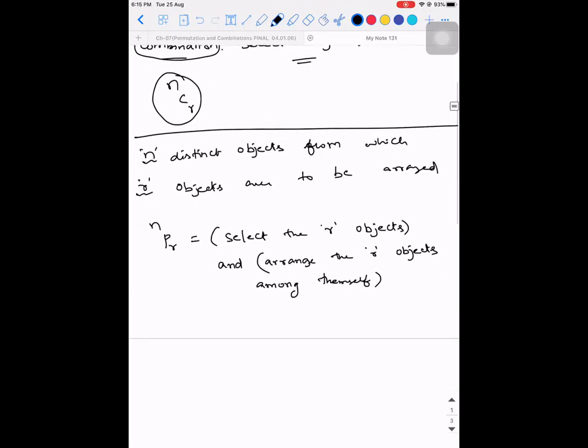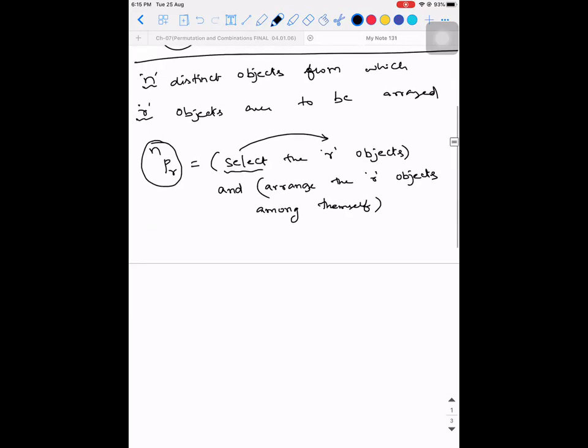You're able to understand what I'm trying to say. nPr, so for you to arrange something, before you arrange, you need to pick. Picking is nothing but selection. Are you guys able to understand what I'm trying to say? You need to select the r objects and arrange the r objects among themselves. So nPr is equal to, as of now, I'm leaving a blank space for selection. How will you arrange the r objects among themselves? You have r objects in your hand. You have to arrange the r objects among themselves. How will you do?